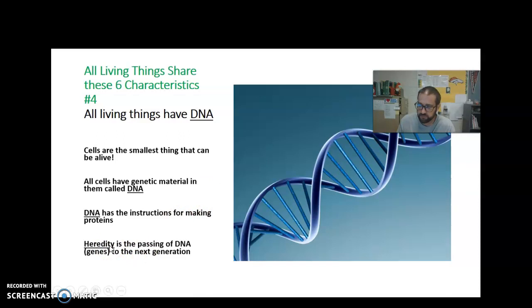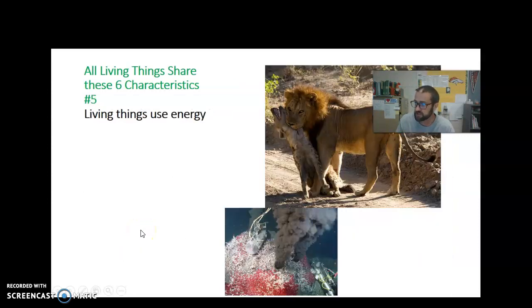Heredity, so here's one of your vocab words. That's just passing your DNA or your genes to your next generation. A common example is something like eye color. Eye color is a gene in your DNA, and heredity means I passed my hazel eye gene onto my daughter. My son has the blue eye gene from my wife, and so that's heredity, passing it to the next generation.